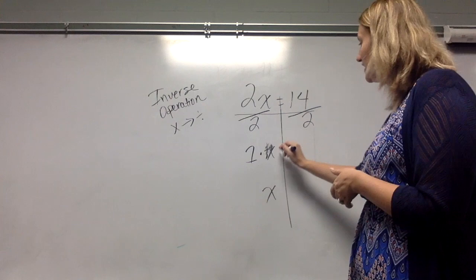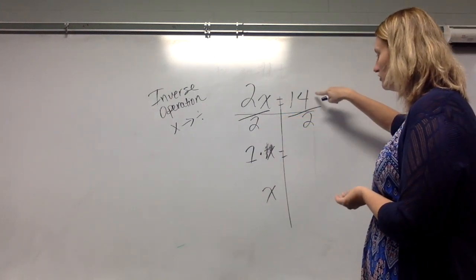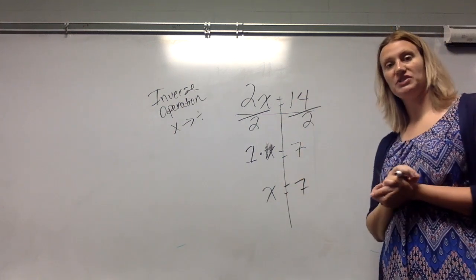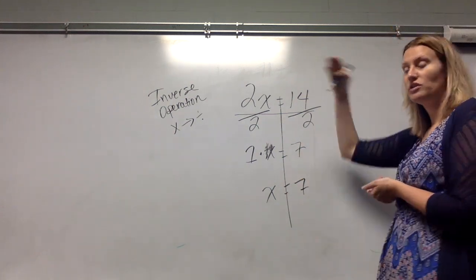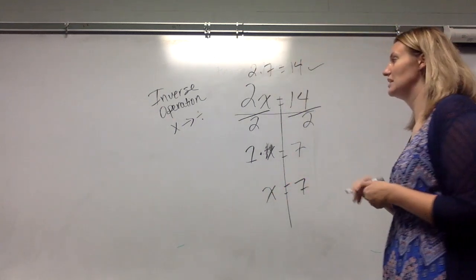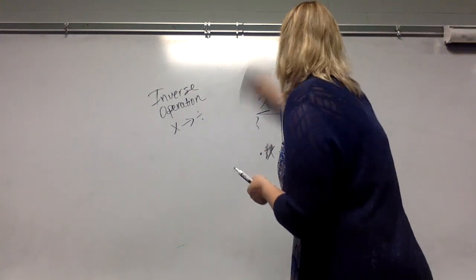Now on this side, I have to do the math. If I divided by 2 there, I have to divide by 2 here. 14 divided by 2 is 7. Therefore, x equals 7. Again, it is very important to check your answer. 2 times 7 does in fact equal 14, so it does check. All right.